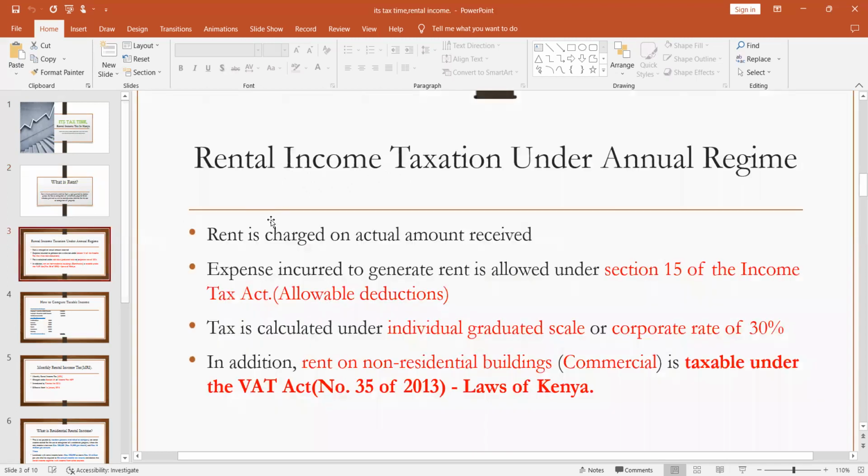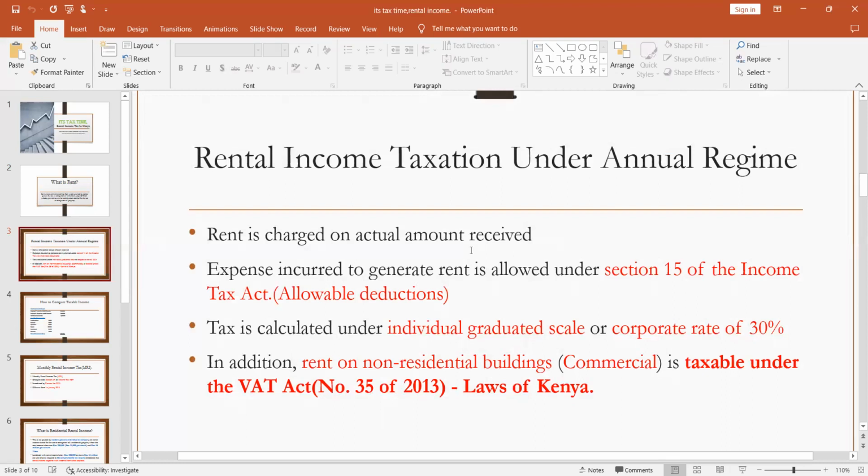Then we'll go to rental income taxation under the annual regime. There's been a number of changes under this tax head. So when you talk about annual regime, we'll be able to understand how we used to file it before the current regime. Rent normally used to be charged on the actual amount received.